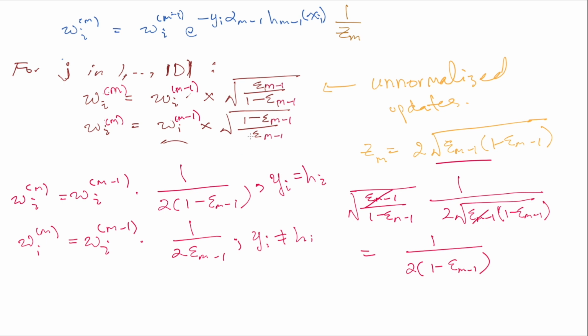But the one thing I did want to say is we already explained these updates, so let's see if we have the same intuition for them. When we're not making a mistake, yi equal to hi, then what are we doing to the weight? We multiply by 1 over 2, 1 minus epsilon. 1 minus epsilon is a number bigger than 50%, bigger than 0.5, so this weight is becoming smaller, whereas this weight here is a number smaller than 0.5, so this weight is getting bigger. So we still have the same basic intuition of how we change the weights on the points.